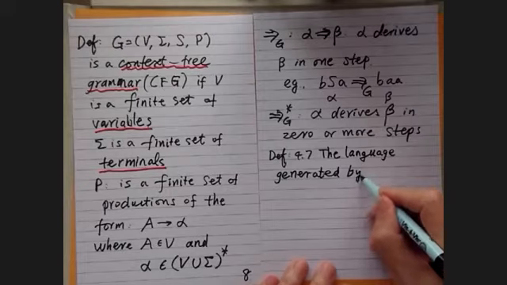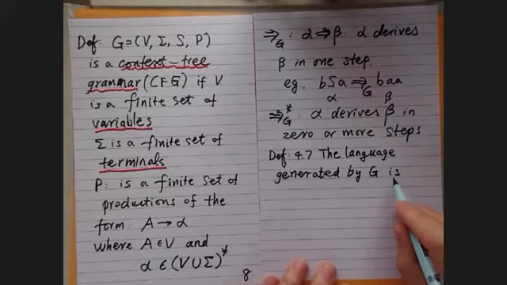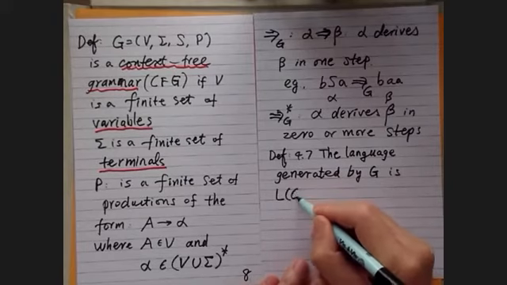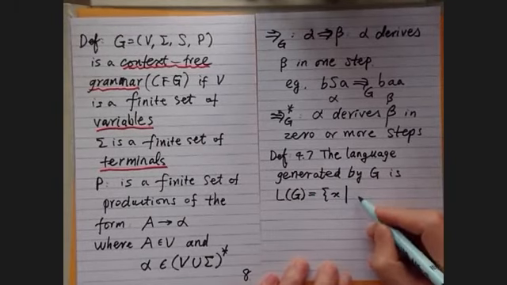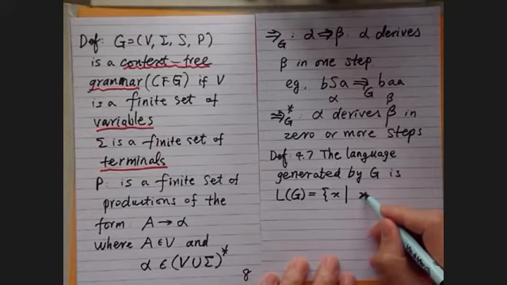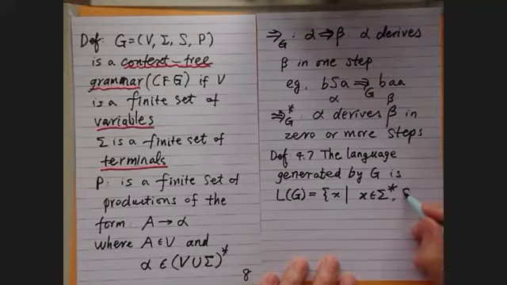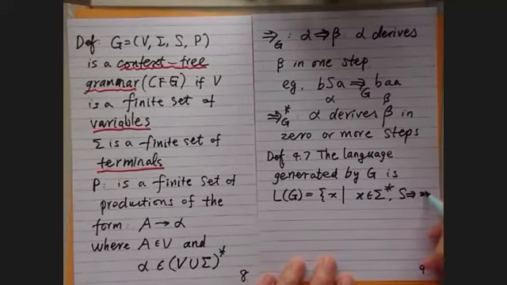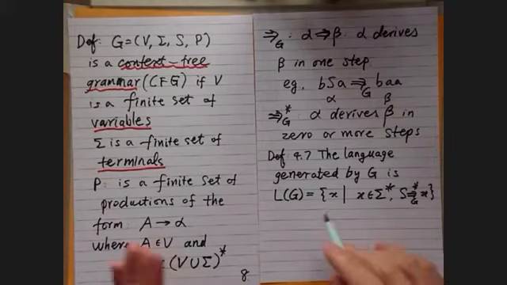The language generated by grammar G is denoted by L(G), and it consists of all strings X, where X is a string of terminals and S derives X in any number of steps, according to that G. See that? Is it pretty? Very clean. I don't write English, basically I just write it there.